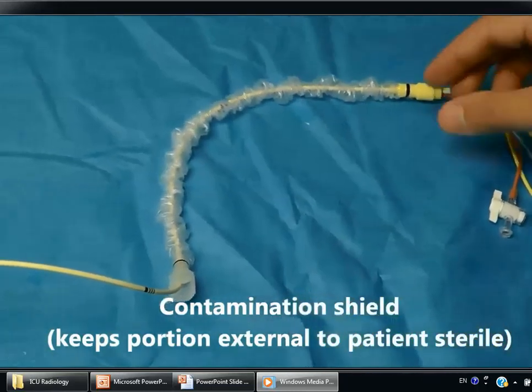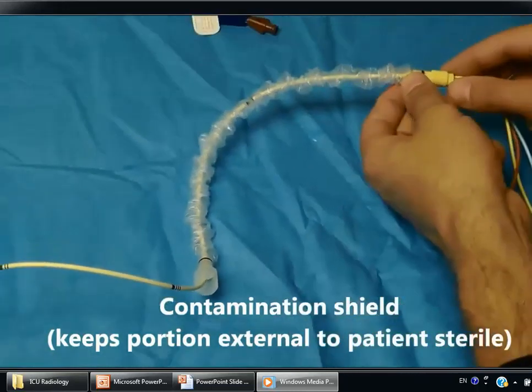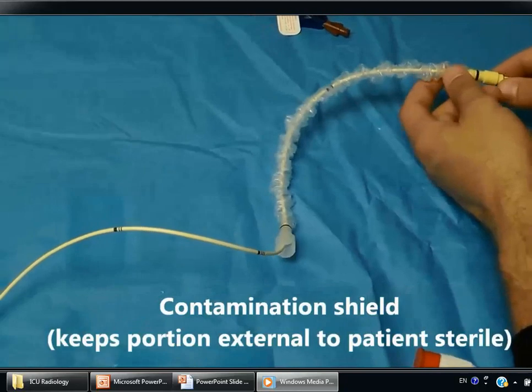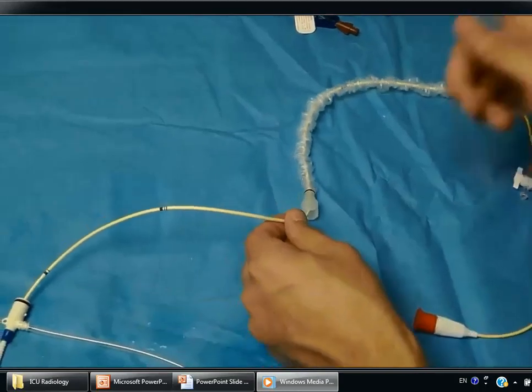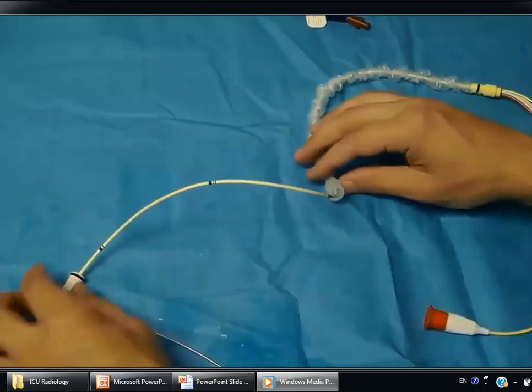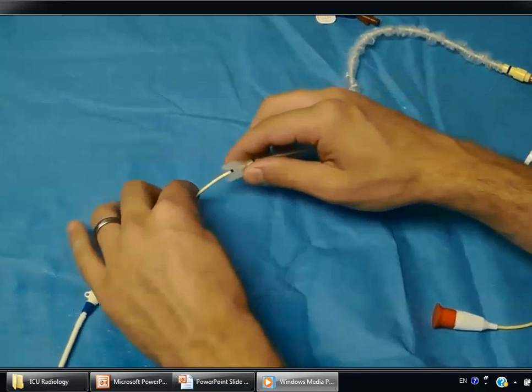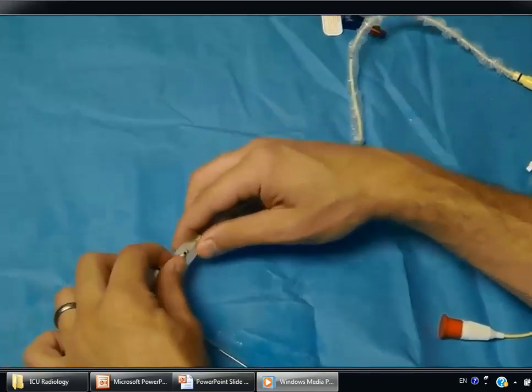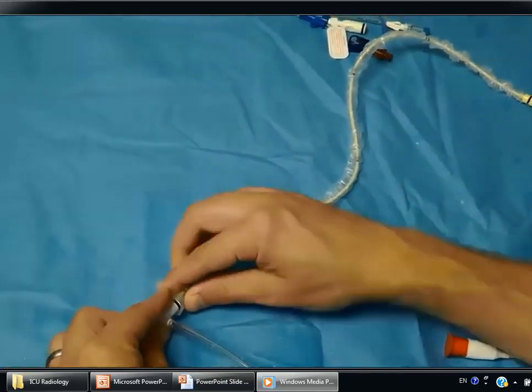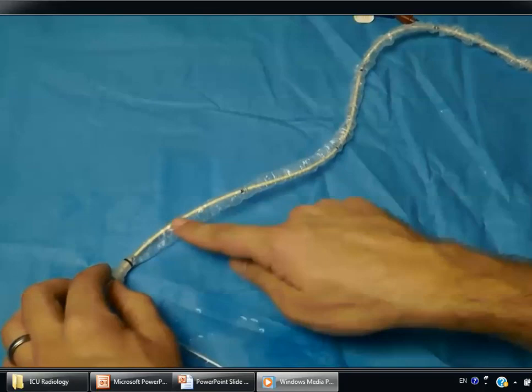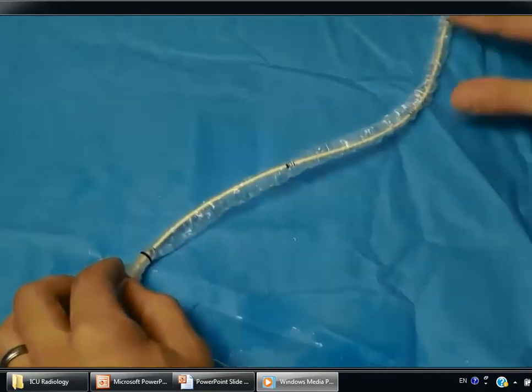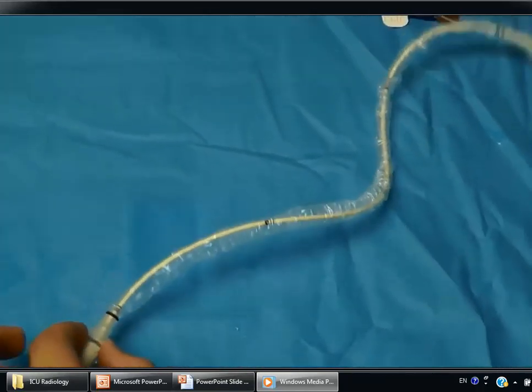The last thing that I want to cover on this pulmonary artery catheter is this sterile contamination shield here. And sometimes it's pre-built onto the Swan, but sometimes you actually have to put it on yourself. But basically, once the Swan is in the right place, you bring this contamination shield all the way down to the hub of the Cordis and attach, and that allows the portion of the pulmonary artery catheter that is hanging outside of the patient to remain sterile.